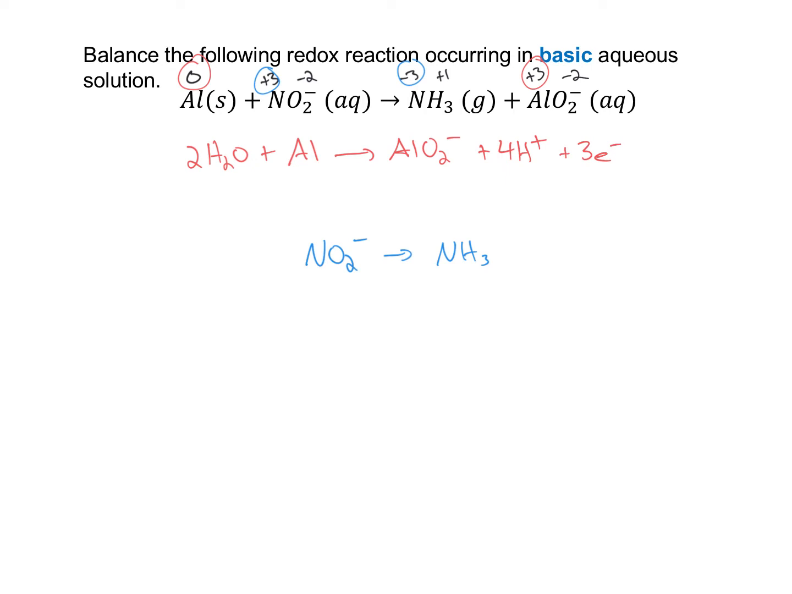Now I'll do the same thing for the reduction half reaction. Start with the nitrogens. They're good, 1 on each side. So then for the oxygens, I'll add 2 waters to the products. To balance the hydrogens, I have none on the left. I have 3 plus 4, I have 7 on the product side. So I need 7 H plus. And then finally for the electrons, I have a total of 7 minus 1. I have plus 6 on this side, I have 0 on the products, so I'm going to need to add 6 electrons to the reactant side.